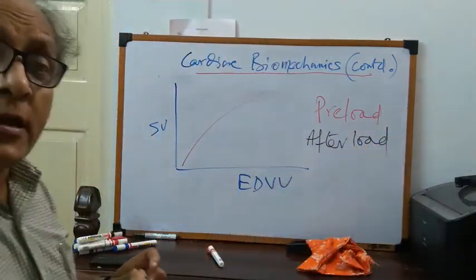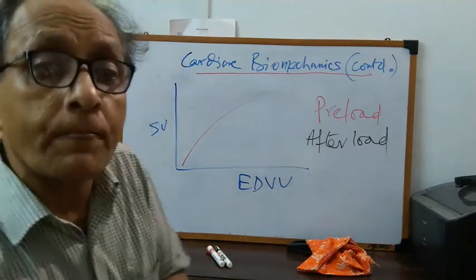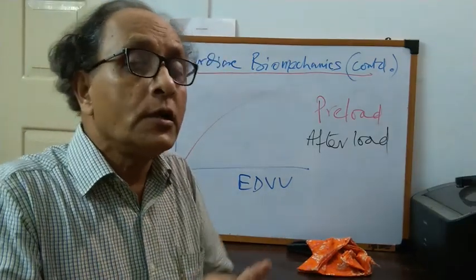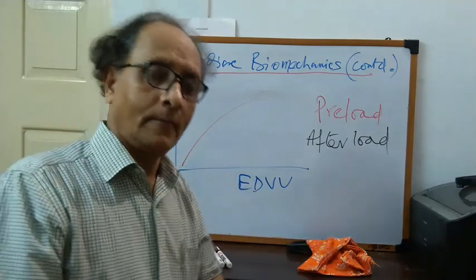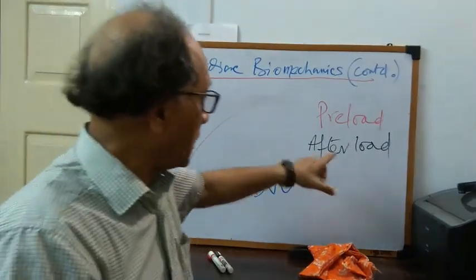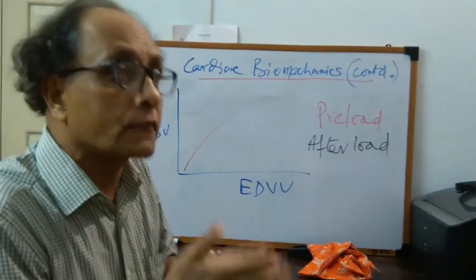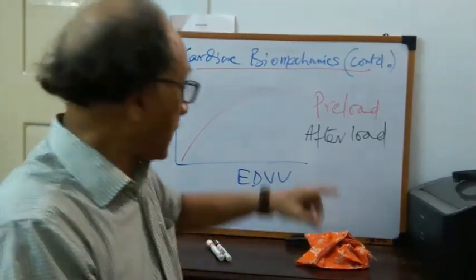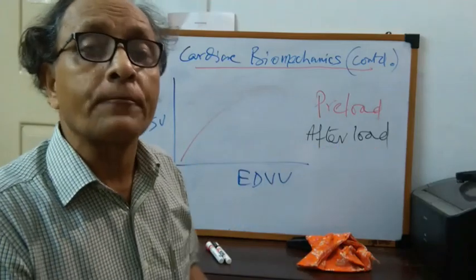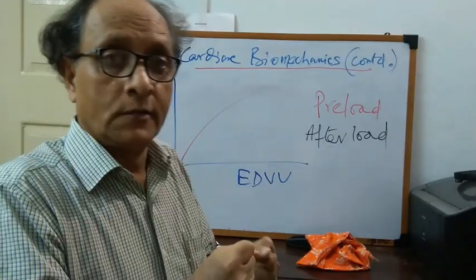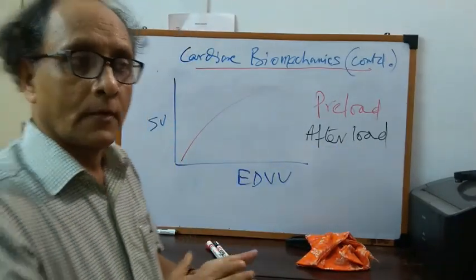So one is preload. What is the effect of preload? The effect of preload is stretching of the muscle. And what is afterload? Afterload is that load which the muscle is trying to overcome. What is the effect of afterload? The effect of afterload is to resist the contraction of the muscle.